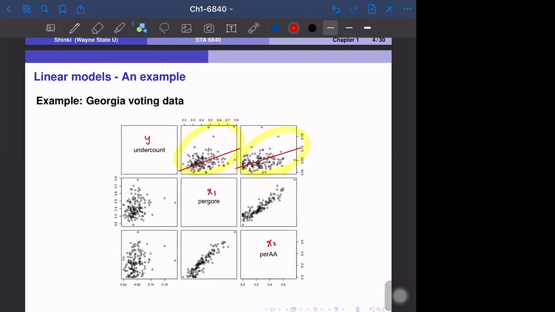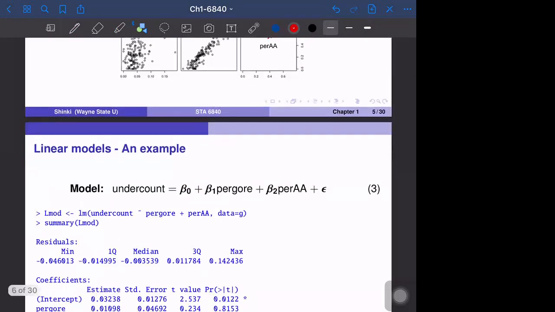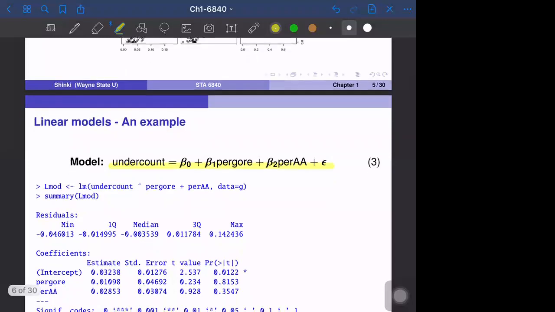So now we fit this model. Undercount is equal to beta naught plus beta 1 percentage Gore plus beta 2 percentage African American plus epsilon. In R, it can be coded as this: lm undercount tilde percentage Gore plus percentage AA, data is equal to G, the entire data frame, the Georgia GA vote data set. If you have more than 2 predictors, you can connect everything by plus. So you can put plus x3 and so on.